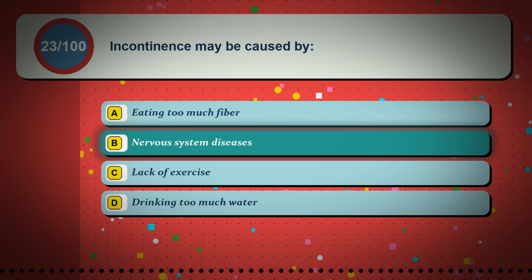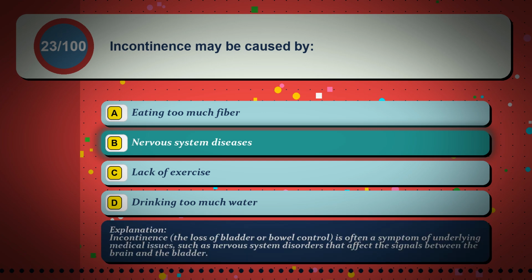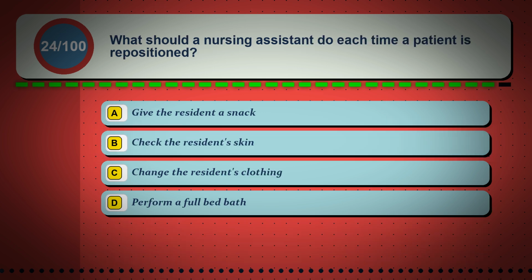The correct answer is option B. Nervous system diseases. Incontinence, the loss of bladder or bowel control, is often a symptom of underlying medical issues, such as nervous system disorders that affect the signals between the brain and the bladder. Question 24. What should a nursing assistant do each time a patient is repositioned?